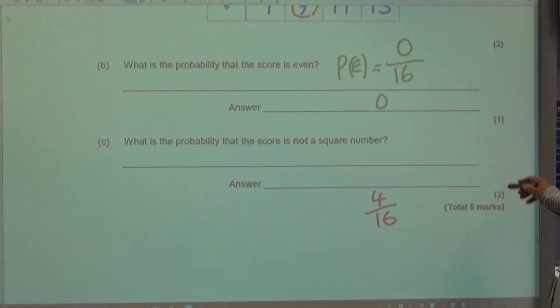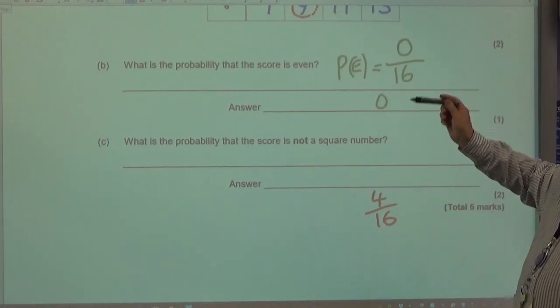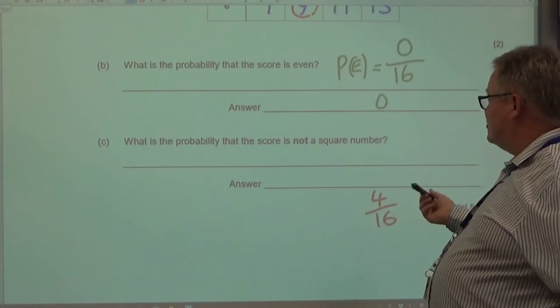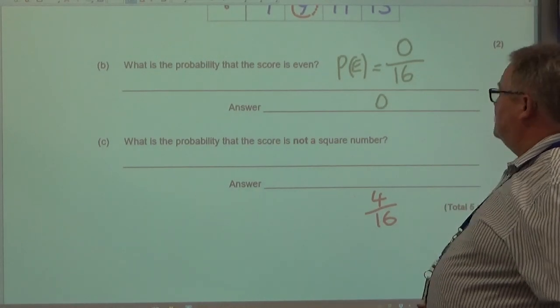Nice that really as well, because those are the sort of questions where you just follow some simple instructions. It's called a sample space diagram. So it's nice to pick up some nice marks. Okay.